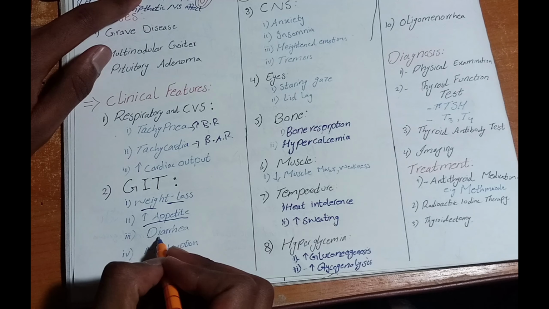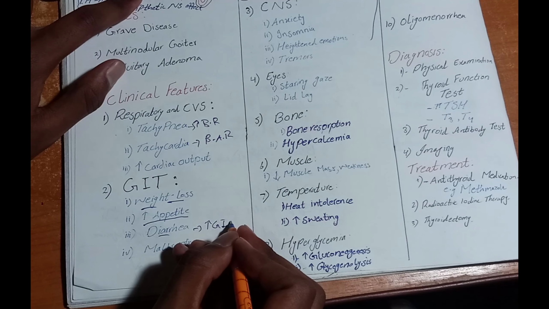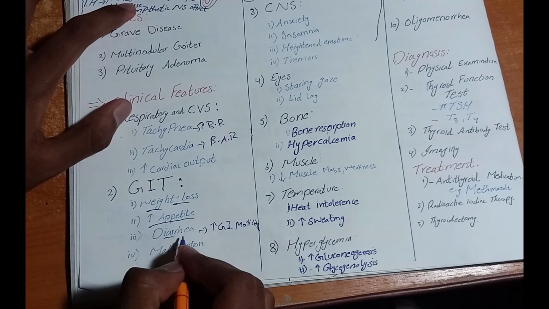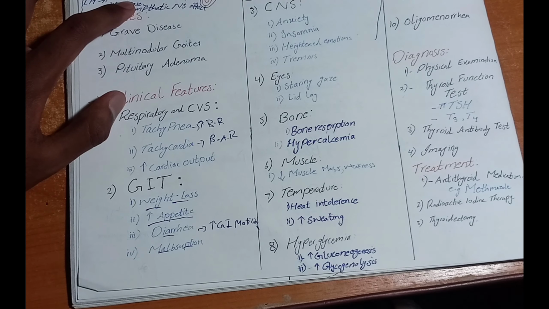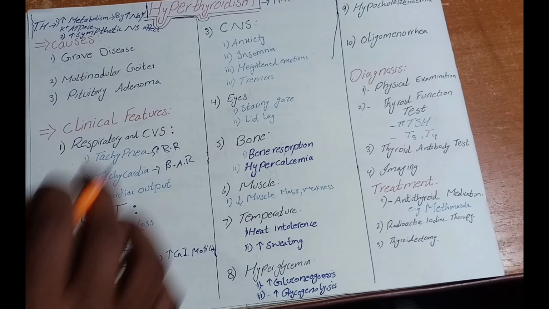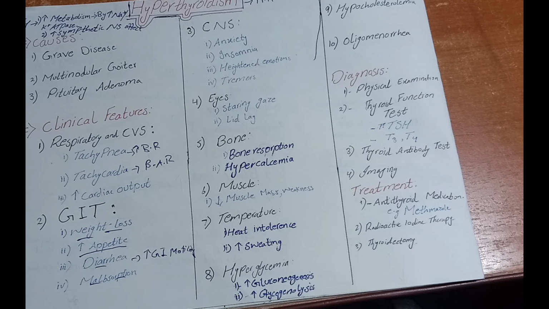Okay, then thyroid hormone increases GI motility. When GI motility increases, diarrhea occurs in the patient, and with that malabsorption also occurs in these patients. Okay, then come to the CNS. What effect will occur on the CNS?